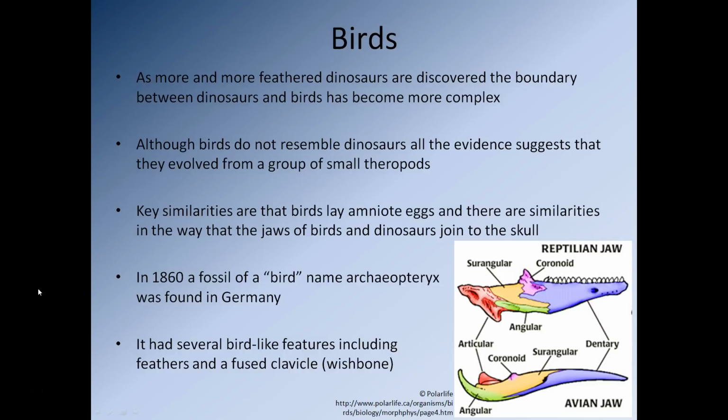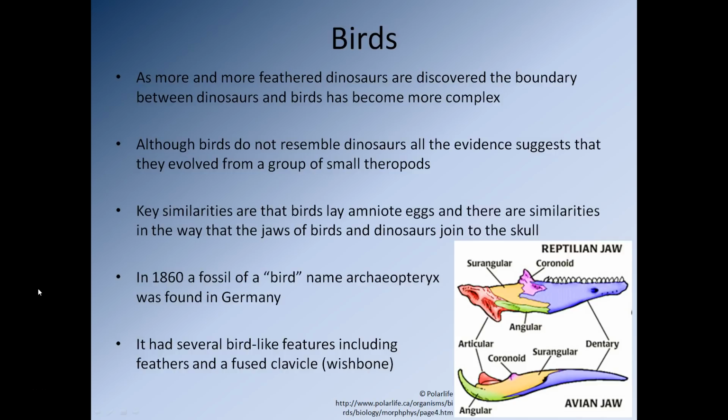As more and more feathered dinosaurs are discovered, the boundary between dinosaurs and birds has become more complex. Obviously, the more feathered dinosaurs we have, the more difficult it is to pick out the exact path that evolution took to get from dinosaurs to birds. Makes sense. So, although birds do not resemble dinosaurs, all the evidence suggests that they evolved from a group of small, maybe to medium-sized theropods.